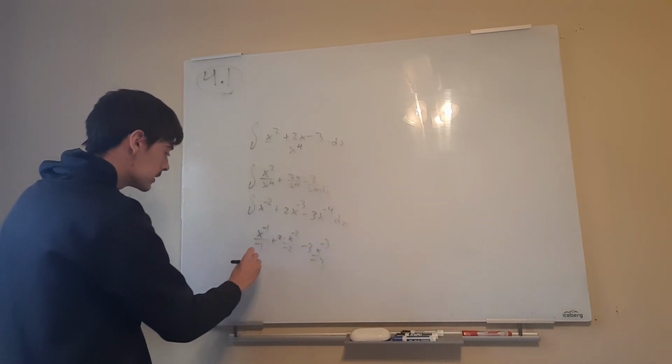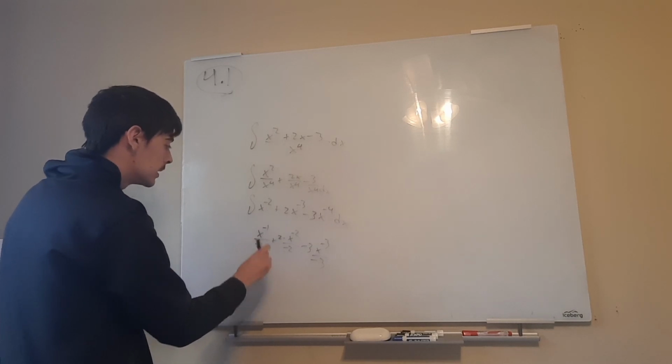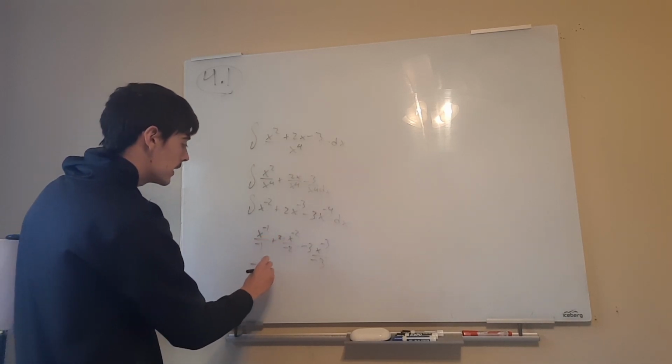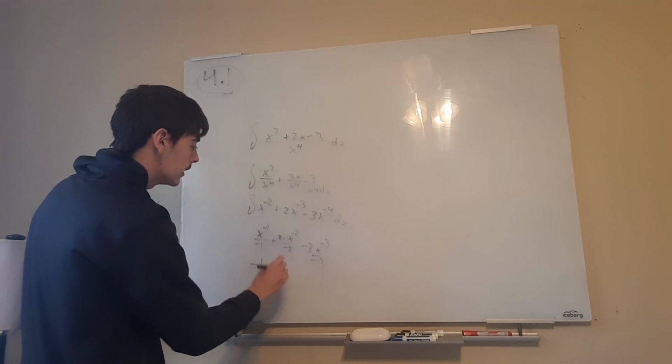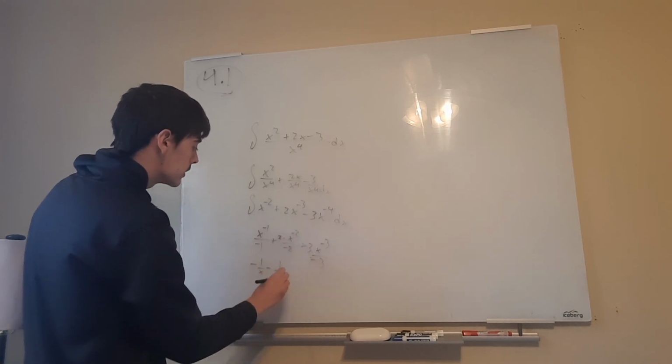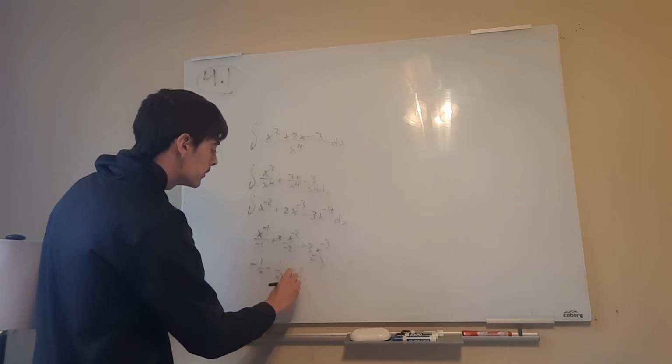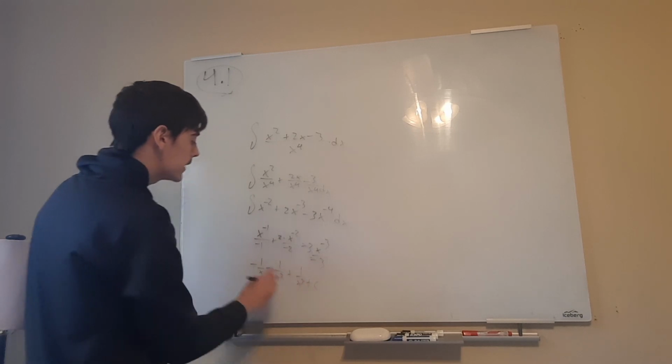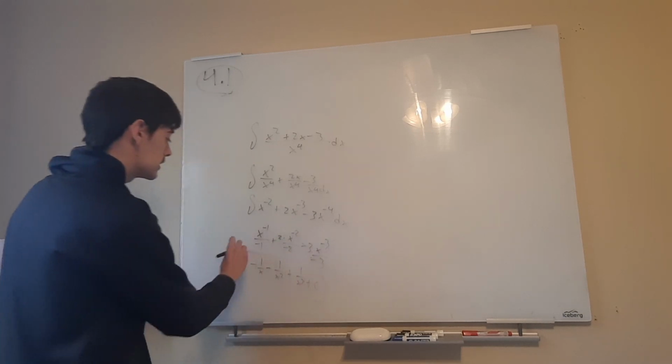So now simplifying this can give us negative 1 over x. And then these 2's cancel, so we will have minus 1 over x squared. And these negative 3's cancel, so we have plus 1 over x cubed. Now that we're done simplifying, we can write our plus c, and this is our answer.